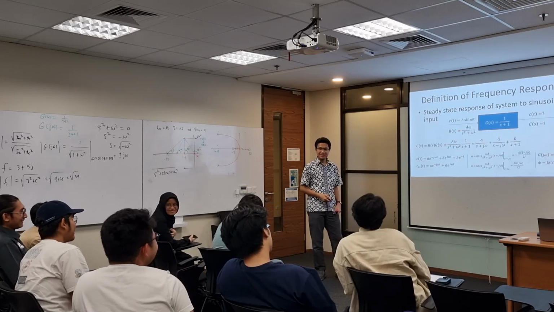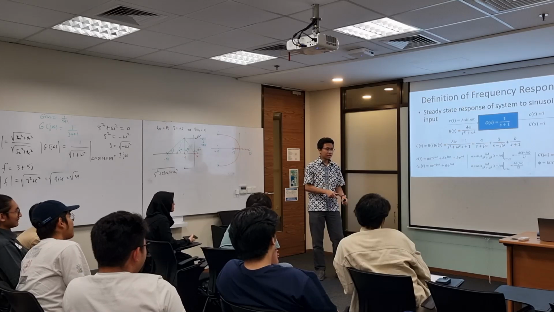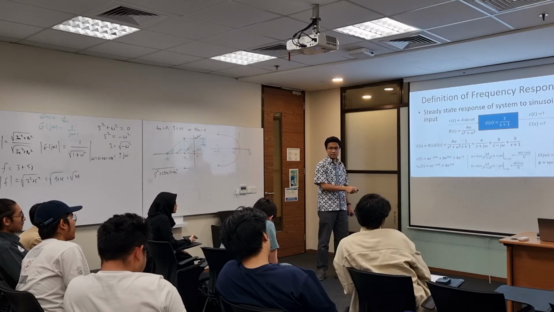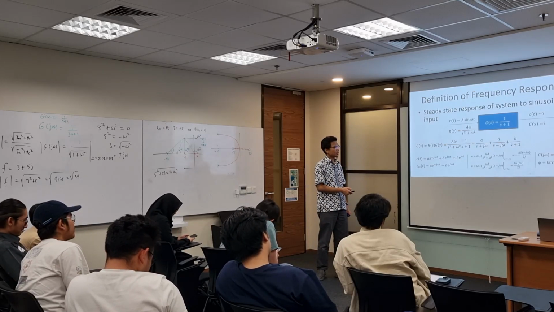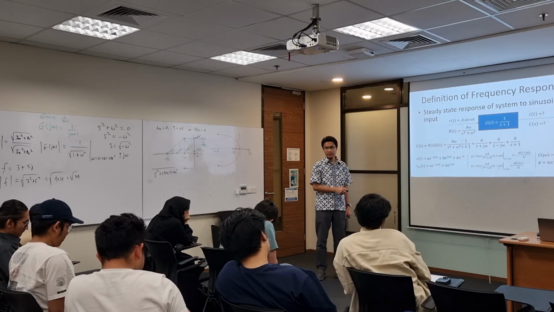Which one? This one? No, you don't have to think about how you derive it. You think about how we use the G of J omega.